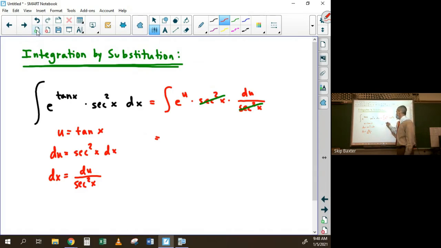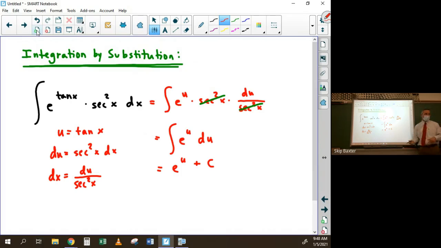So this would just be the integral of e to the u du, which is e to the u plus c. And then the final step, don't forget the final step, is to substitute back in to x's. If you leave it like this, in u's, it'll be wrong. So this is going to be e to the tangent x, and that's the answer.